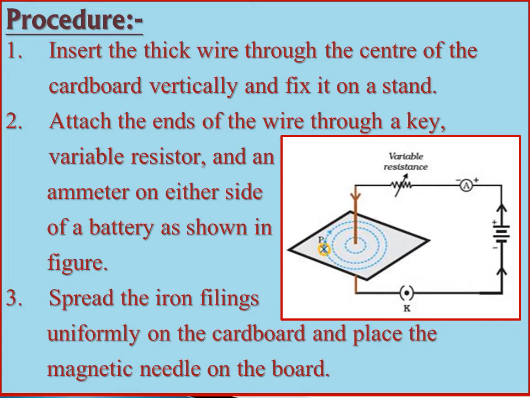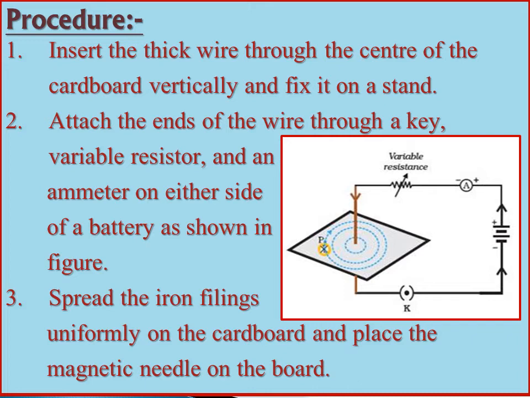Similarly, the bottom part of the wire is connected to the key, and from the key the connection is going to the negative terminal of the battery. So now the circuit is completed. Now if you switch on the circuit, the current will be flowing through the circuit or through the wire.